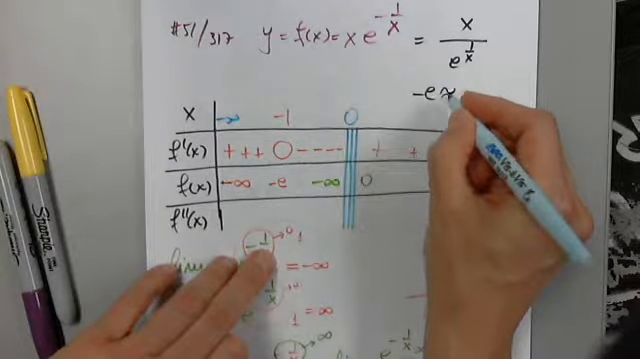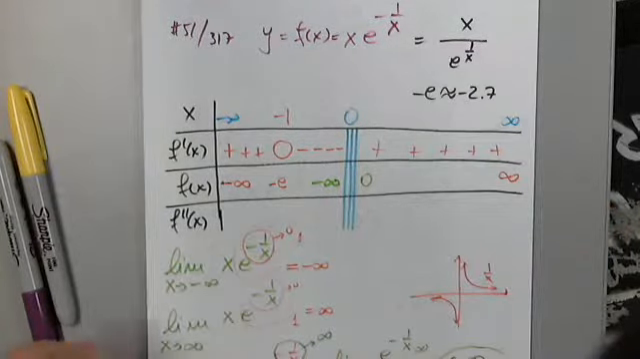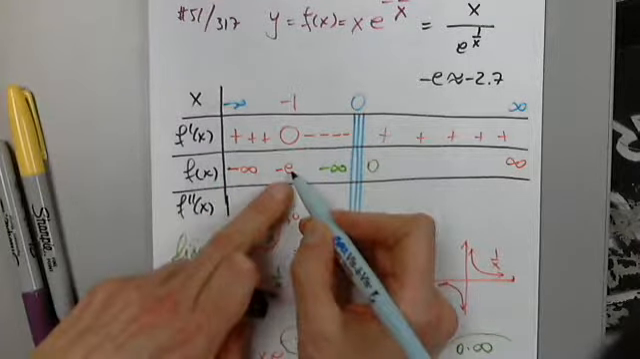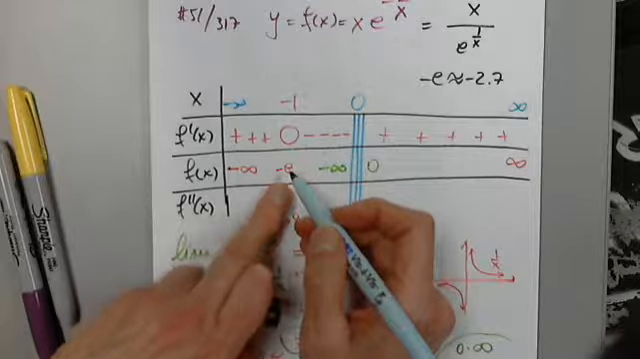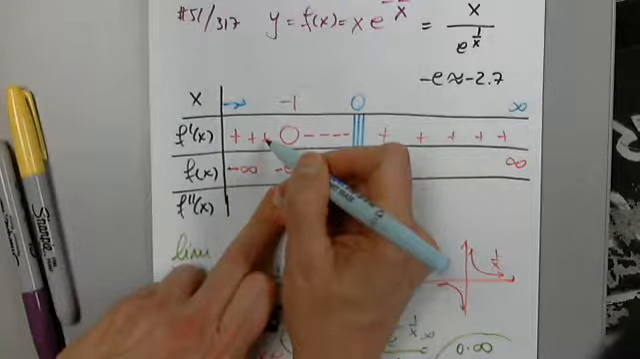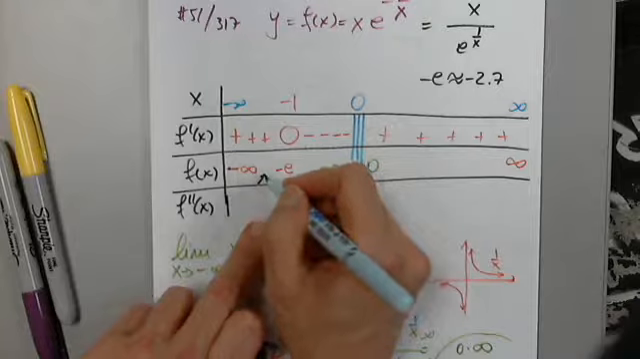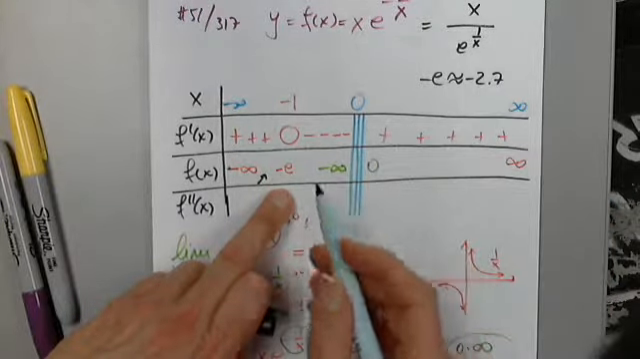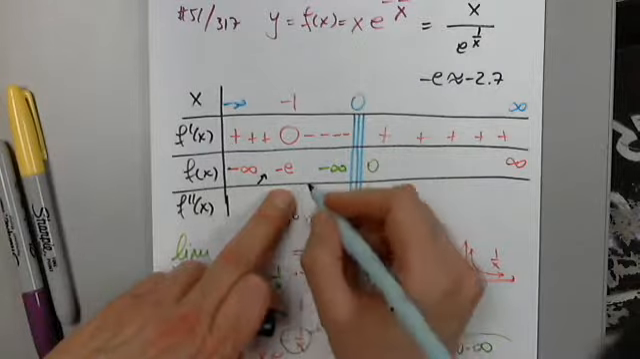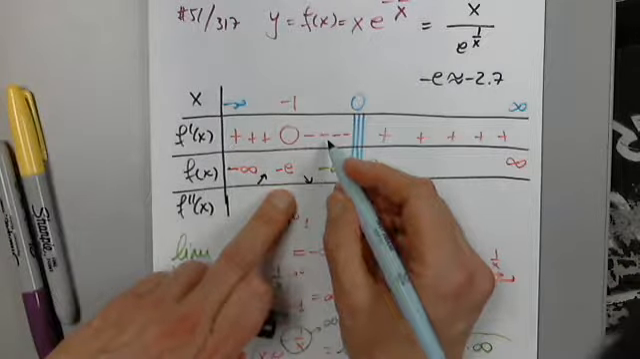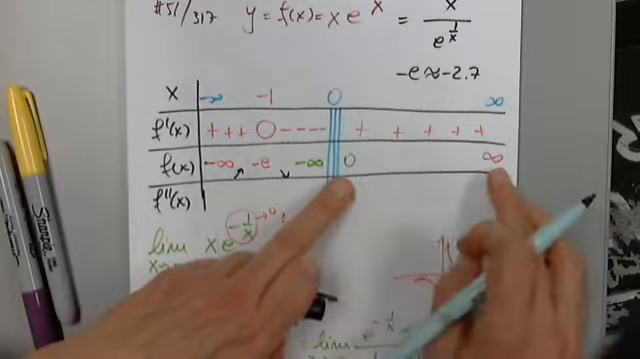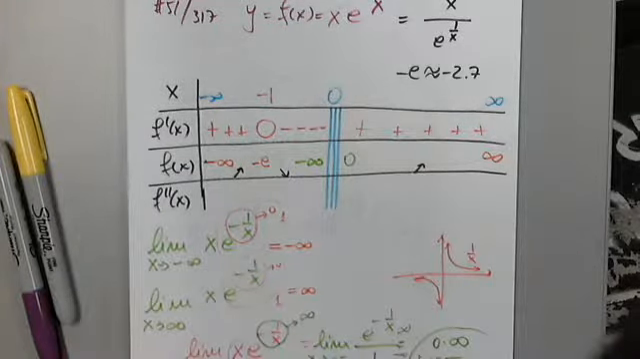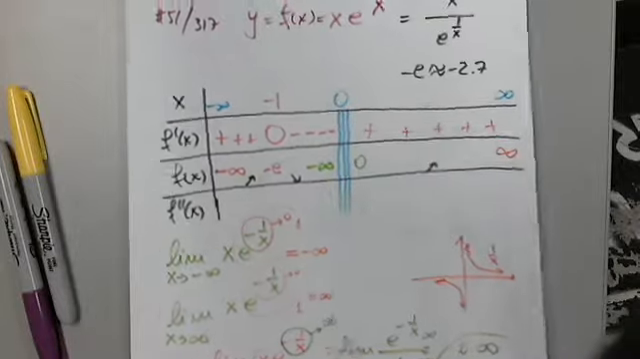Negative e is approximately negative 2.7. So, from negative infinity to negative e, what does the function do? Is that supported by the sign of the derivative? Yes. From negative e, which is negative 2.7, to 0, what does the function do? Right. Is this supported by the sign of the first derivative? Okay. Now from 0 to infinity, increases.